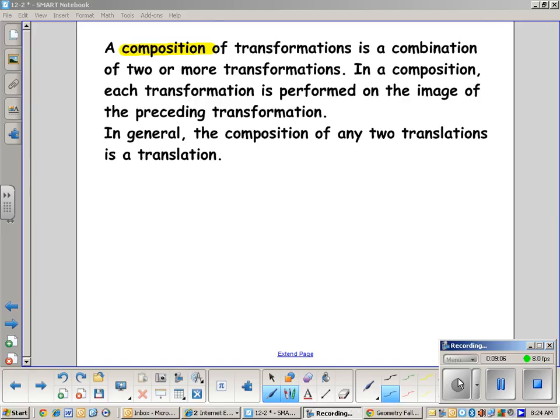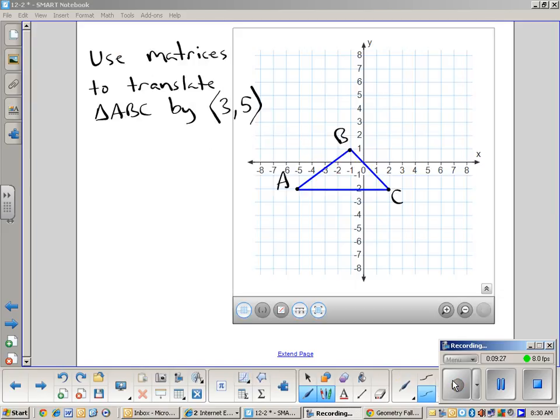A composition of transformations is a combination of 2 or more transformations. In a composition, each transformation is performed on the image of the preceding transformation. In general, the composition of any 2 translations is a translation. Okay, so in the homework, they ask you to do a few of these. Example 3 explains it a little bit. So if you're confused when I'm done, then look through example 3. If you're still confused, raise your hand, and we'll come back and try to address it again.